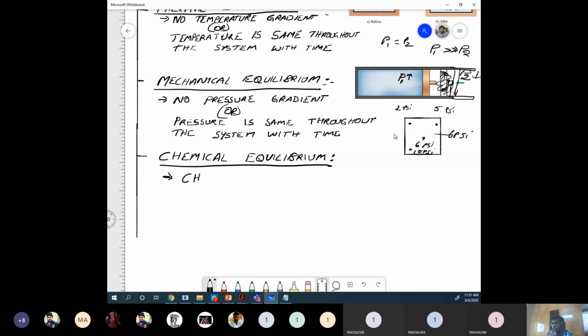Okay, the same way here we saw pressure, and in the first case we saw temperature. Now here chemical composition will be uniform throughout the system. Chemical composition is constant everywhere, and also no reaction occurs. We'll see there is no reaction occurring at all. Okay, so after that we have the fourth one, the final one, phase equilibrium.